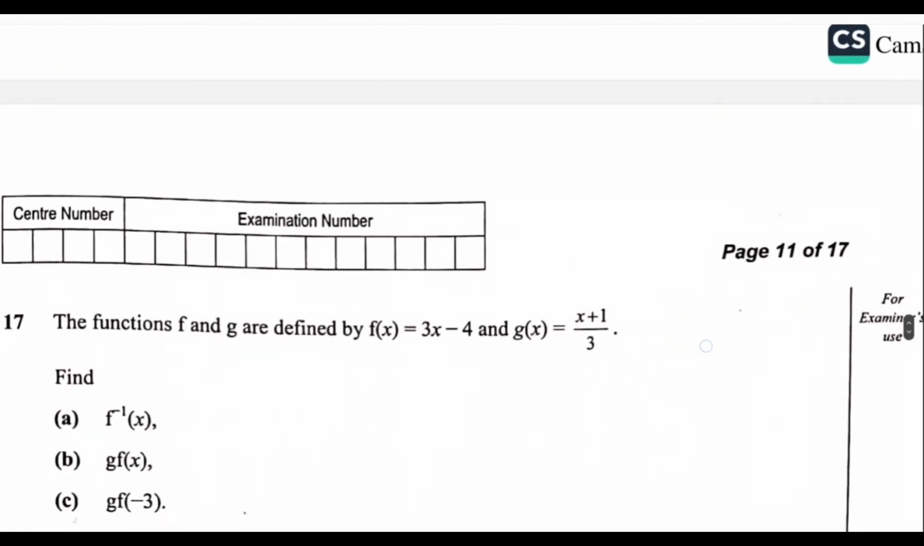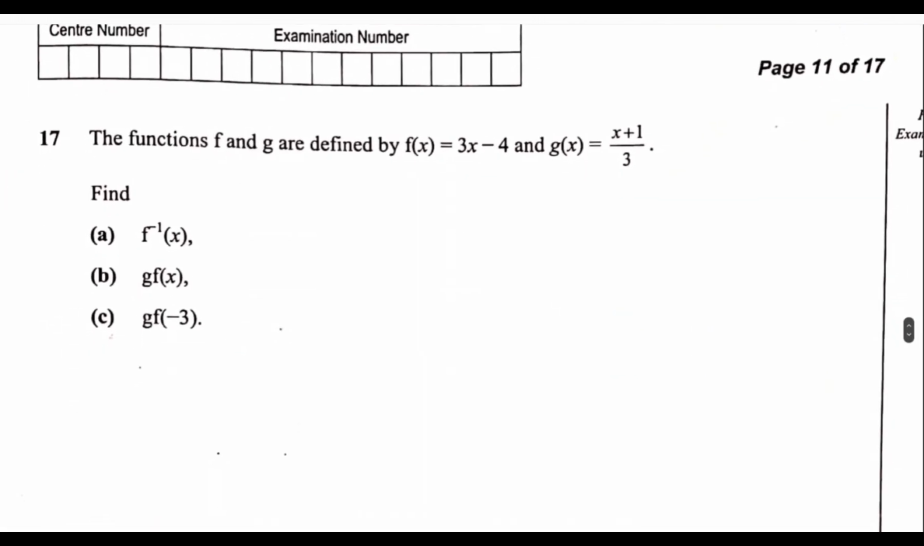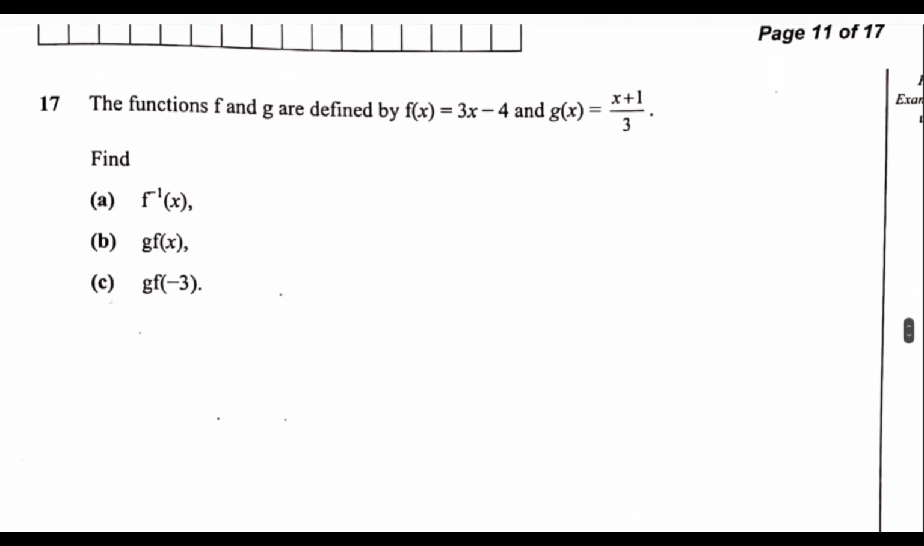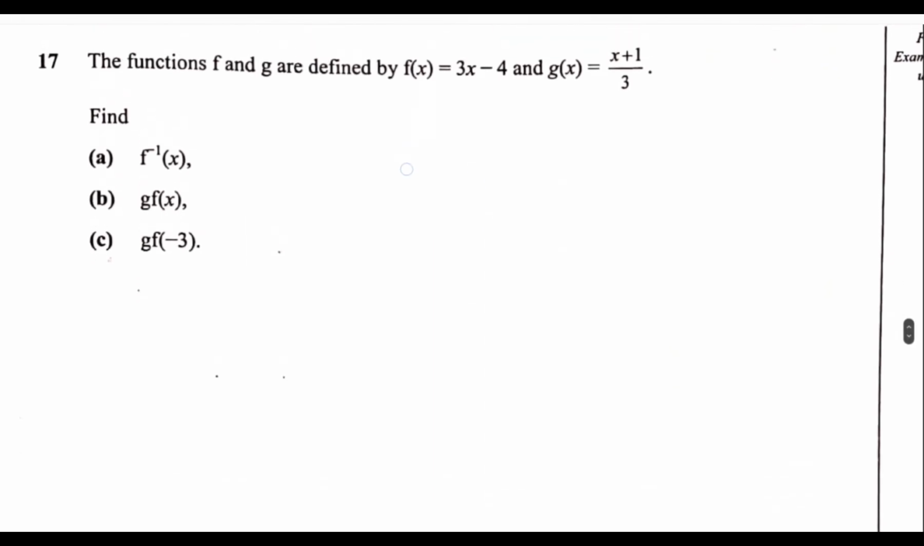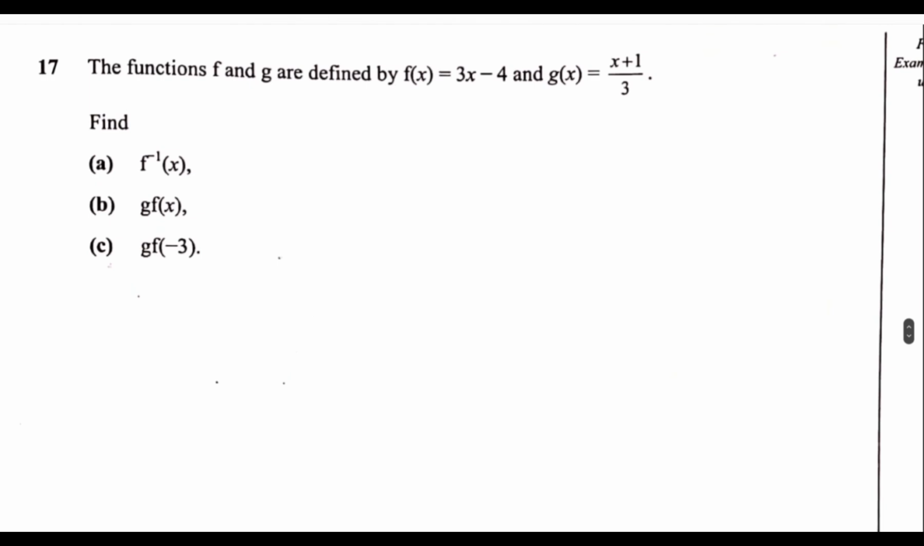Okay, so question number 17. Question number 17 is a question on functions. So the functions f and g are defined by f of x is equal to 3x minus 4 and g of x is equal to x plus 1 over 3. So the first question is asking us to find the f inverse of x. So finding the f inverse of x is a very simple thing.